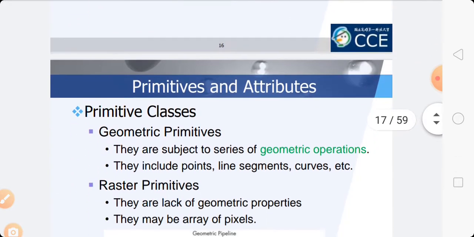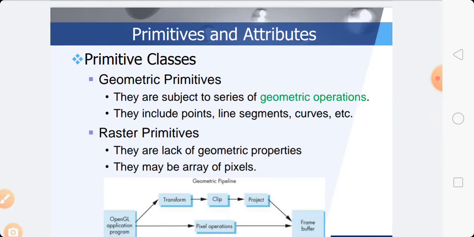Okay, so second is geometric primitives, that is a primitive class, and raster primitive. Geometric primitives are subject to a series of geometric operations. They include points, line segments, and curves. Means geometric primitive contains points, line segments, and curves, etc. Raster primitives lack geometric properties. They may be an array of pixels.